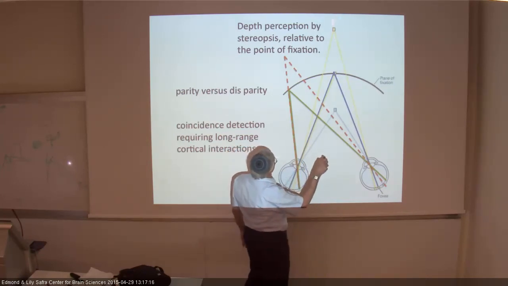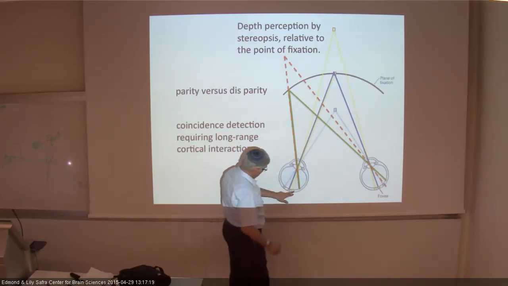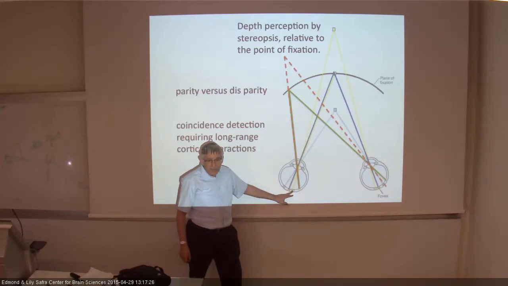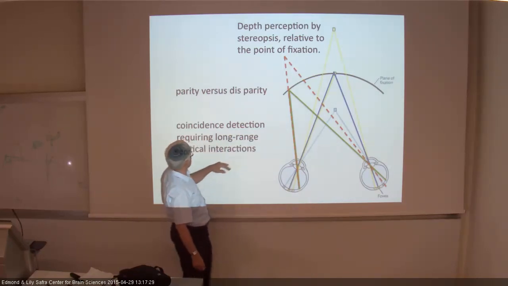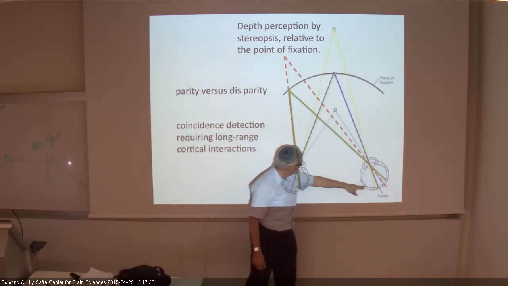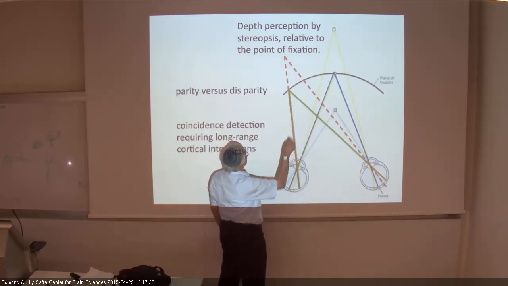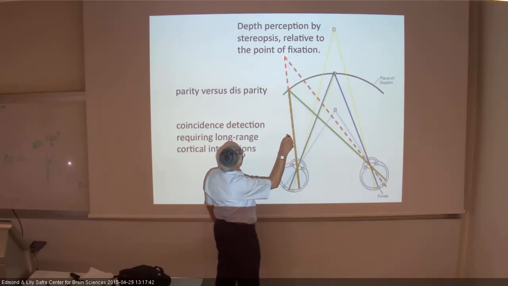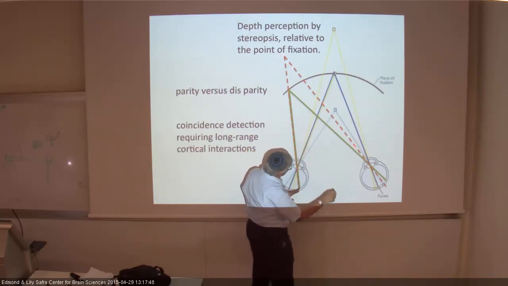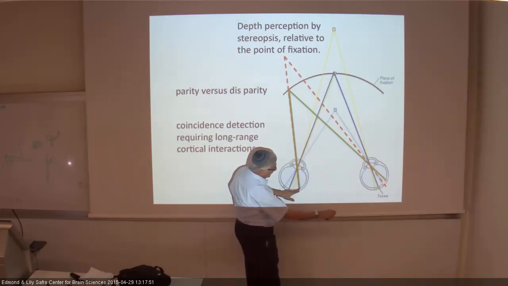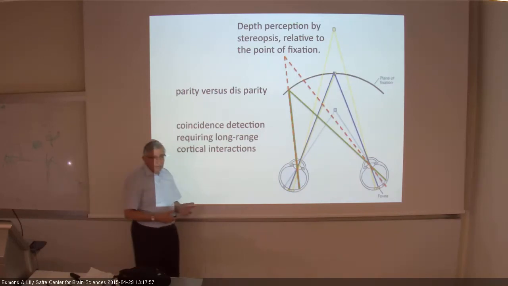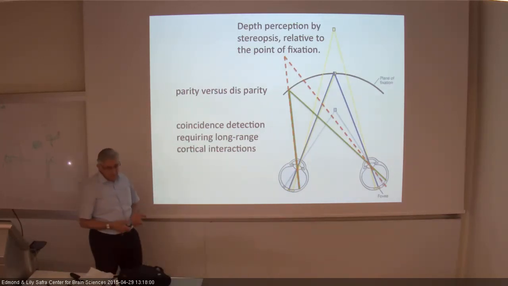Now let's go to a different point. Let's go to this yellow point. This one goes to the right of the fovea in this eye and to the left of the fovea in this eye. That's not parity. That's called disparity. And the one that's closer also. And what about this point, this red point here? Well, it's at the same place as this green point in this eye, but it's in a different position in this eye. Here it's together with the green, and here it's different. Disparity. Okay? And we have to use that disparity for judging the distance of an object.